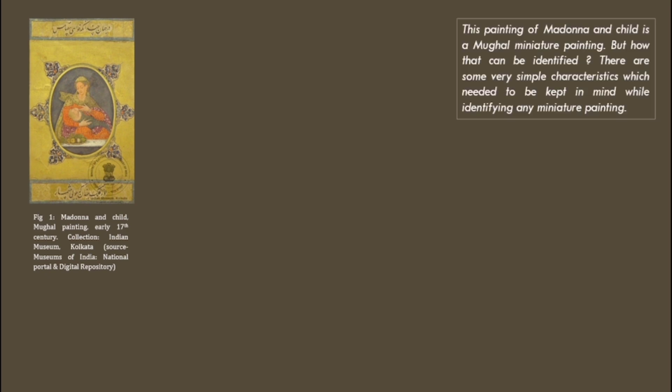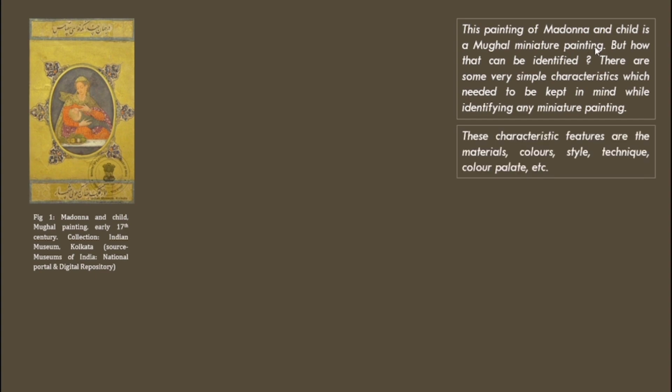Next, we will be seeing some examples. So the first is this painting. This painting is titled Madonna and Child. It is a Mughal miniature painting from the early 17th century. There are very simple characteristics of this painting by which you can identify that it is a Mughal miniature painting.